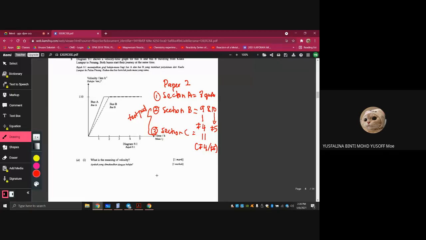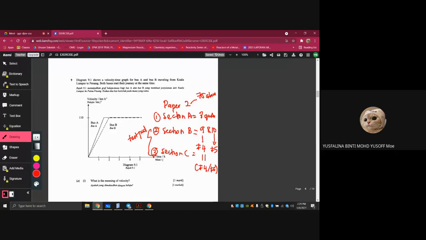Some of you ask, teacher, if I want to get an A, what is the mark that I should get for paper 2? For you to get an A, you must get at least 75 and above. I say A because you can get A minus, A and A plus. So 75 and above if you want to score A minus, A or A plus. This is for paper 2.